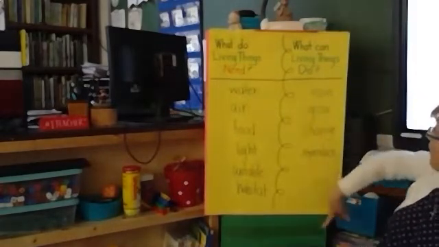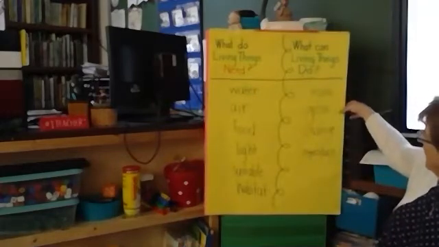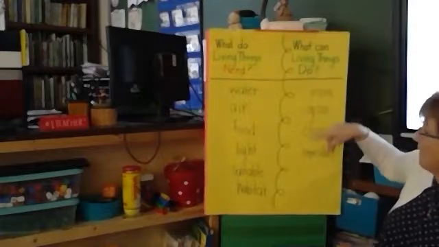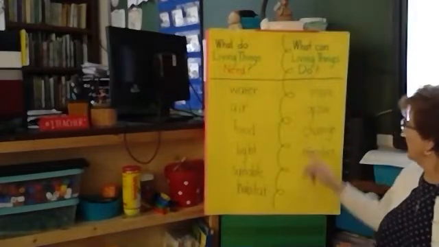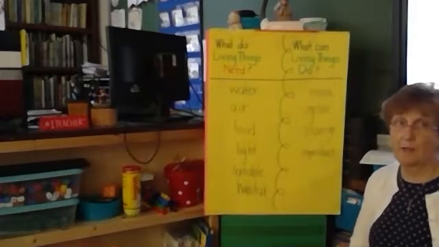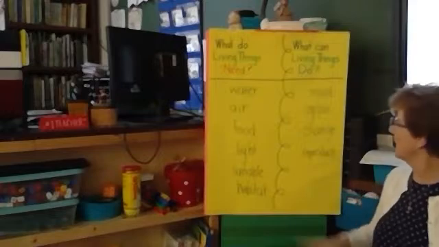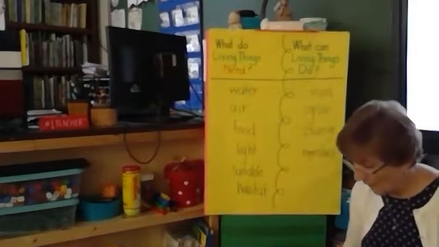Then we talked about what can living things do. Living things can move, they can grow, they can change, and they can reproduce. Remember, we talked about how plants are living things, and while they don't move in the typical way on feet or legs, the way that other living things do, they do move in other different ways.